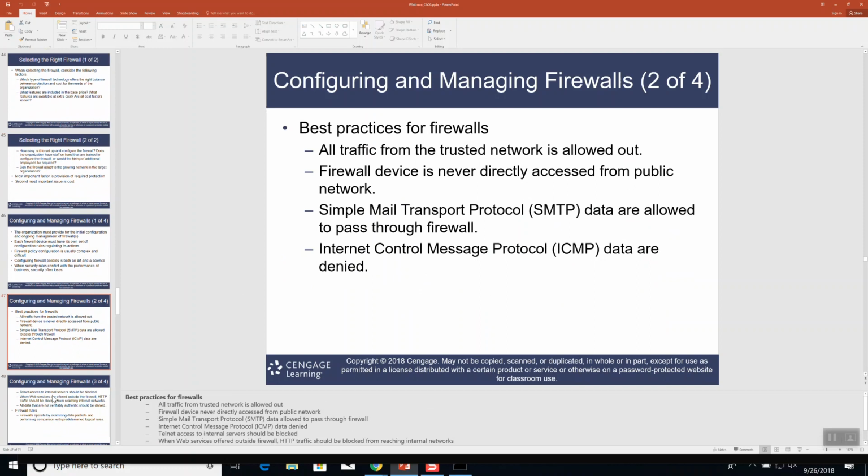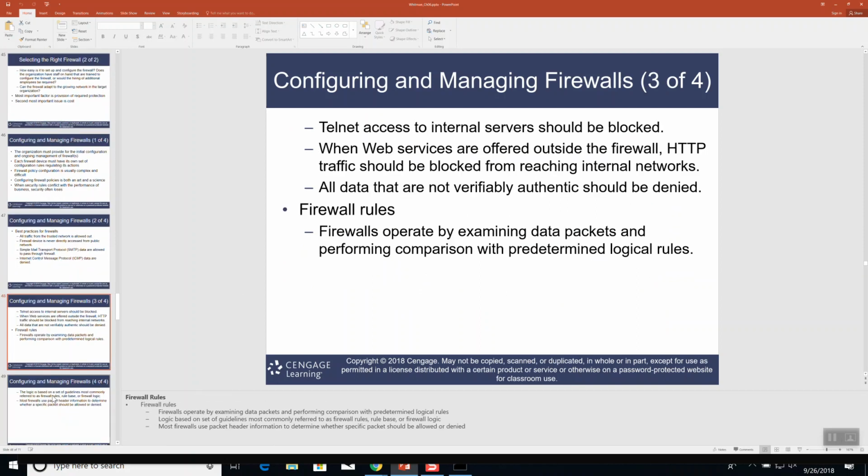Simple Mail Transport Protocol (SMTP) data are allowed to pass through the firewall. Why is that important? So you can receive. Yeah, it's kind of obvious. Internet Control Message Protocol, ICMP data are denied. I'm not sure about that one. Telnet access to internal servers should be blocked. We already talked about that. Telnet's the worst thing in the world. I love Telnet, but it's the worst thing in the world. And you notice they had it listed as one of the items, right?